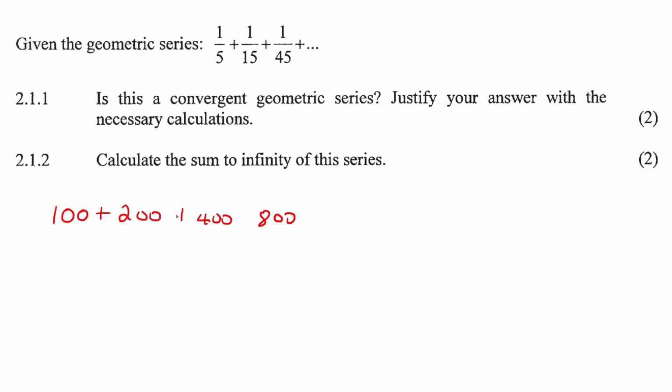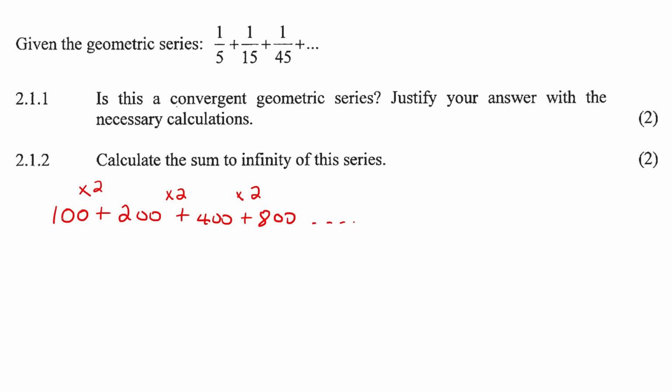So plus, plus, plus, and it goes on and on and on. Is this geometric? Well, yes. You can see that I'm multiplying by 2 each time. So because I'm multiplying by a certain number, we call that geometric. But how do we know if it is convergent?